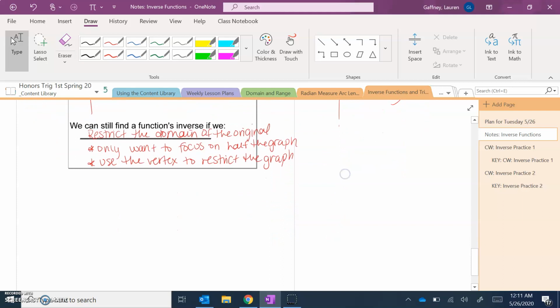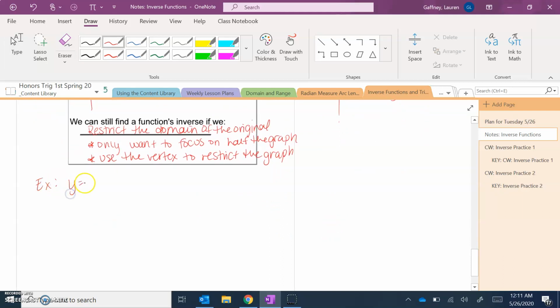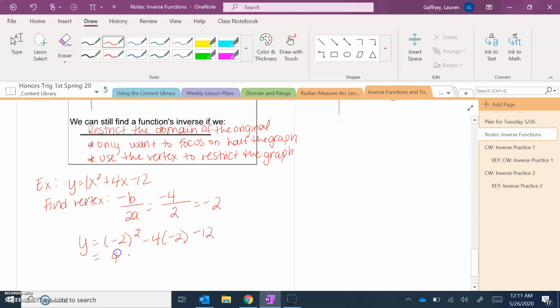So I'm actually going to do a different example down here. Let's do y equals x squared plus 4x minus 12. So we want to be able to restrict this domain. But first of all, we need to find where the vertex is. So let's do opposite of b over 2a. Opposite of b would be -4. Your a is technically a 1. So my x value is at -2. To find the y value that goes with that, let's put -2 in for x. So negative 2 squared is 4 plus 8 minus 12.